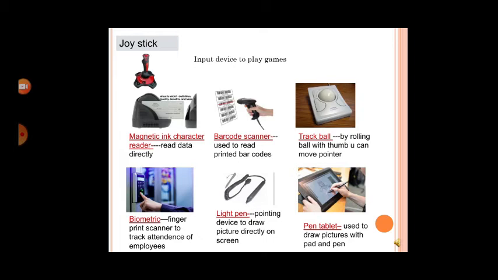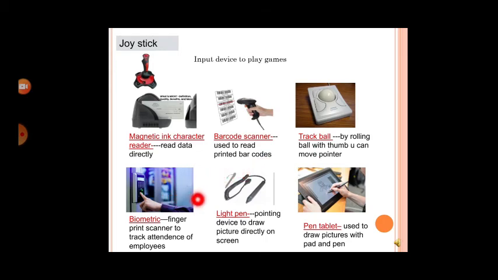There are many other input devices such as the magnetic ink reader, which reads the data directly, and the barcode scanner used to read printed barcodes. Hope you have seen the barcode scanner in grocery stores and shops everywhere. Then the trackball. By rolling the ball with the thumb, you can move the pointer. Hope you know what is a pointer, the mouse pointer.